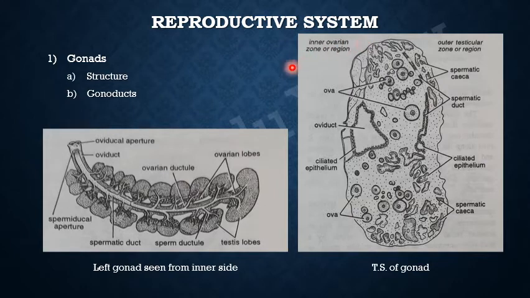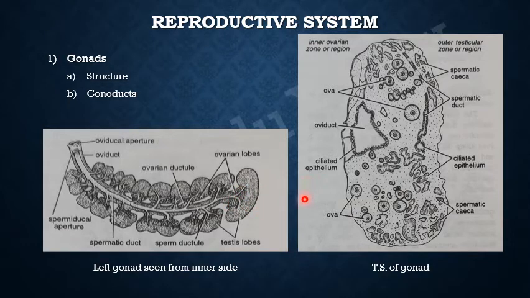In the reproductive system, the first and foremost come the gonads, and these gonads you can understand under two heads: their structure and the gonoducts. Now here you can see the diagram of the gonad. This is the left gonad seen from inner side, and this is the TS of gonad. TS of gonad means it is a TS of one of these lobes, which is having the testicular region on the outside and the ovarian region on the inside.